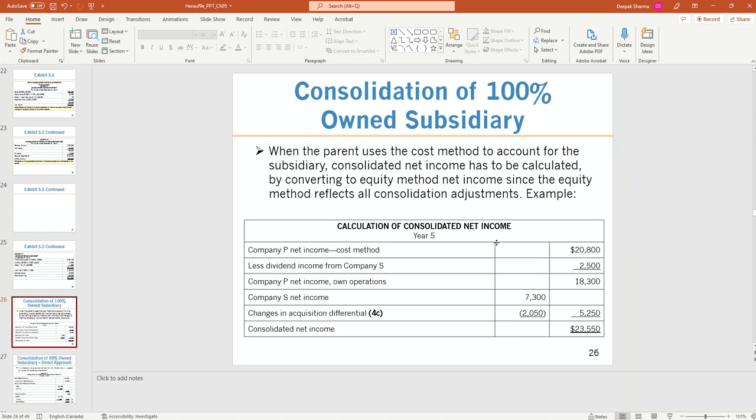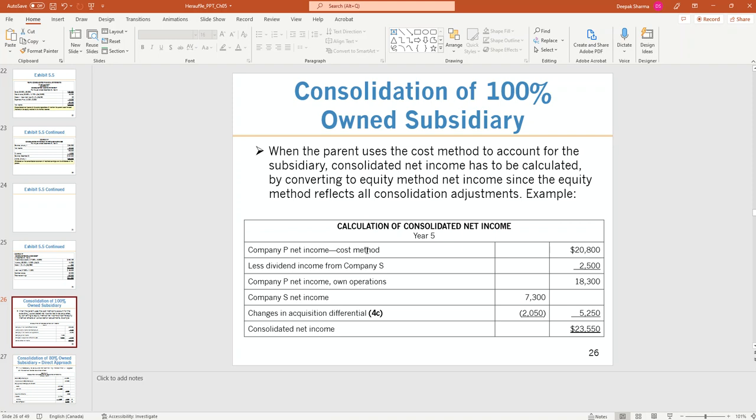So now when it comes to the consolidation, this is just a note for you guys. When the parent used the cost method to account for the subsidy, the net income has been allocated by converting to the equity method net income, since the equity method reflects all the consolidated adjustments. So if you were to do the consolidation or calculate the net income using the equity method, you will come up with the same result. And this is what I was trying to say.